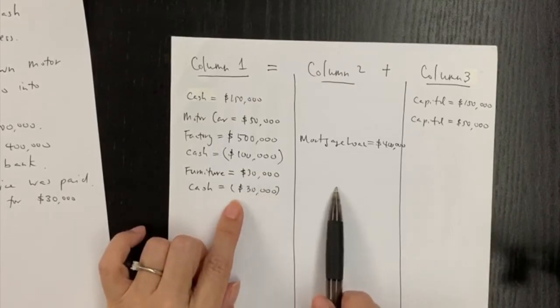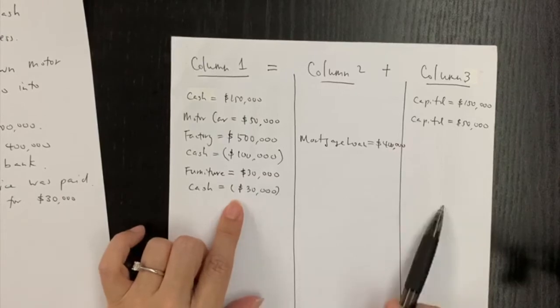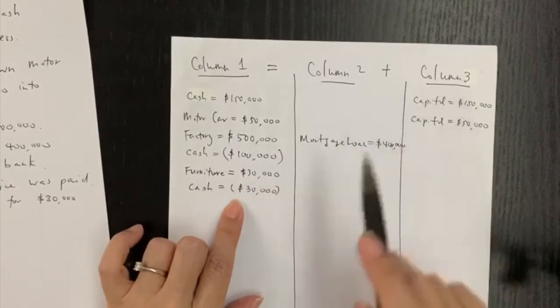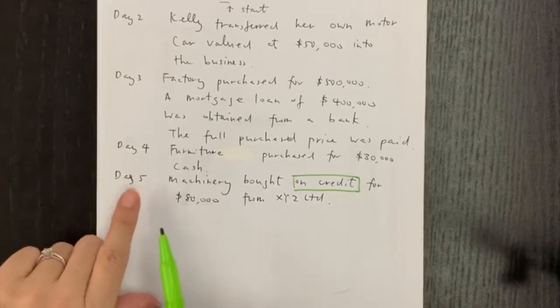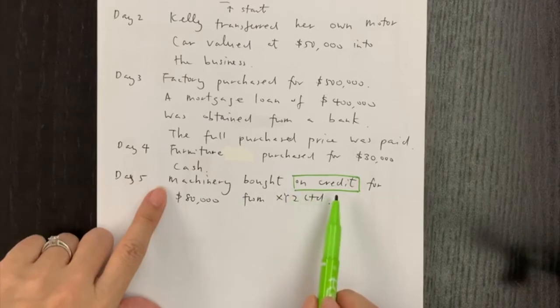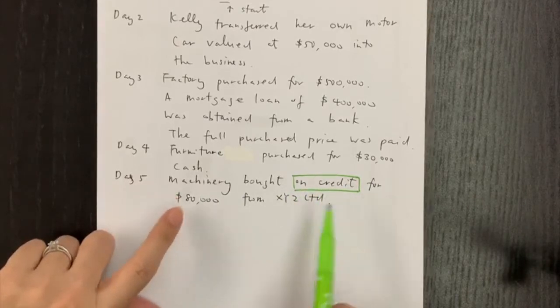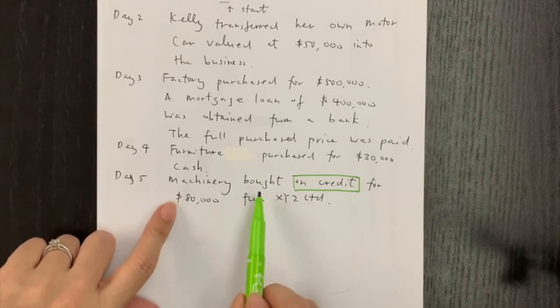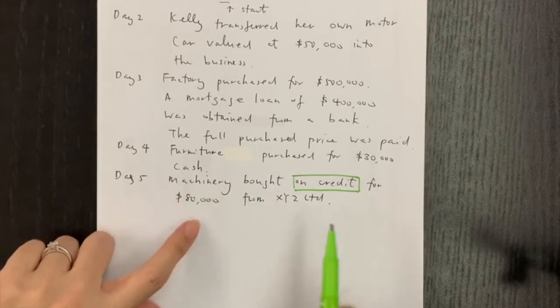And then 0, nothing, nothing. So that we can still hold this column 1 is the same as column 2 and column 3. Okay, so now we come to day 5. We have this machinery bought on credit. Now this is a new term for 80,000 from XYZ Limited. So whenever we buy things, we must pay, okay?